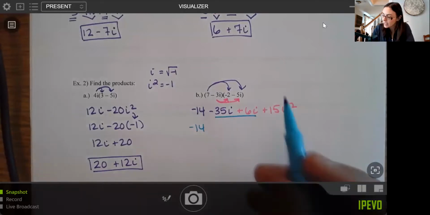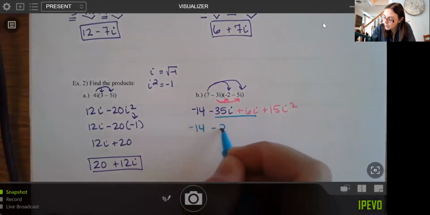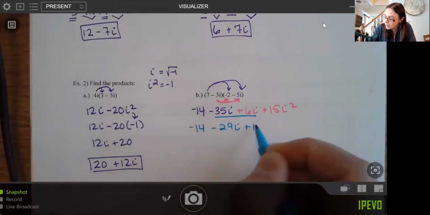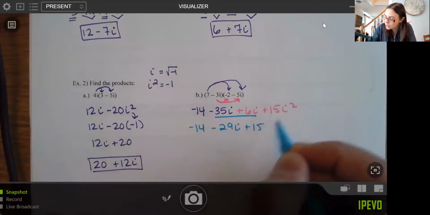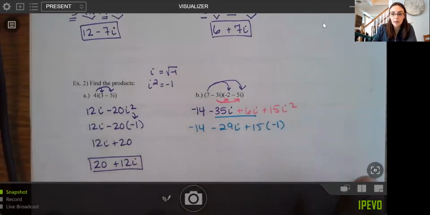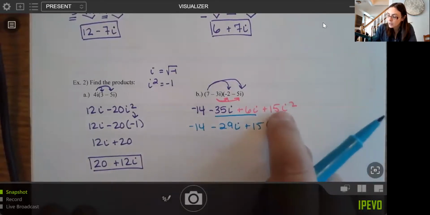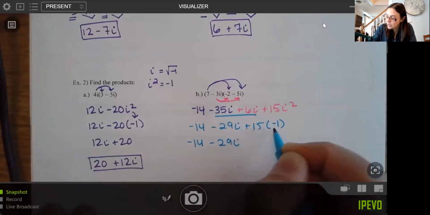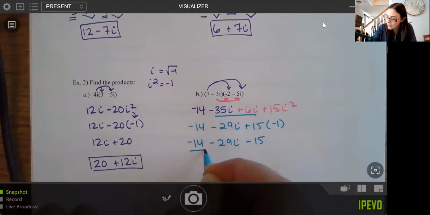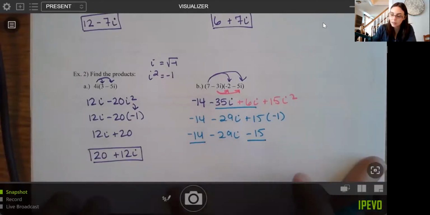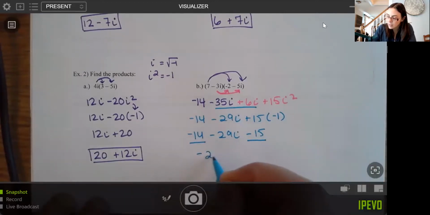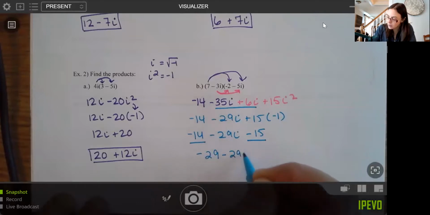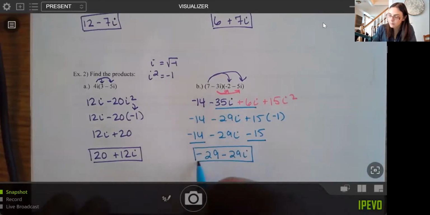Okay, so negative 35 plus 6 is negative 29i. And then here, remember that i squared, you're going to need to change over to negative 1. And this is all being multiplied. So 15 times negative 1 is negative 15. And then again, I'm going to combine my like terms here. So I have negative 15 minus 29i. My real part is first. My imaginary part is second.